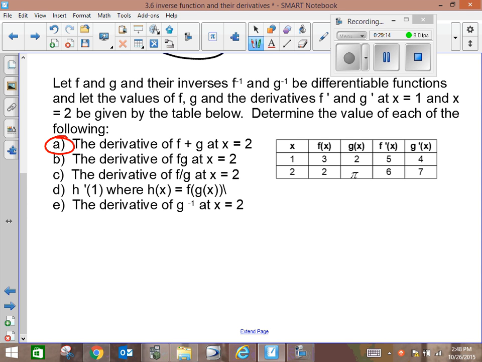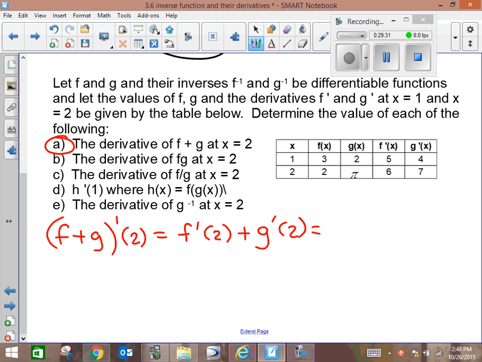This is not new information. The derivative of f plus g at 2. So what am I going to do? I'm going to do f prime of 2 plus g prime of 2, aren't I? It's a piece of cake. What's the f prime of 2? 6. And what's the g prime of 2? 7. And 6 plus 7 is 13. I'm done with A.